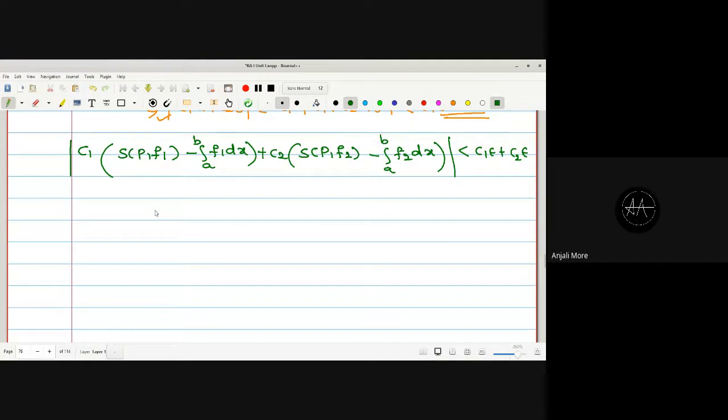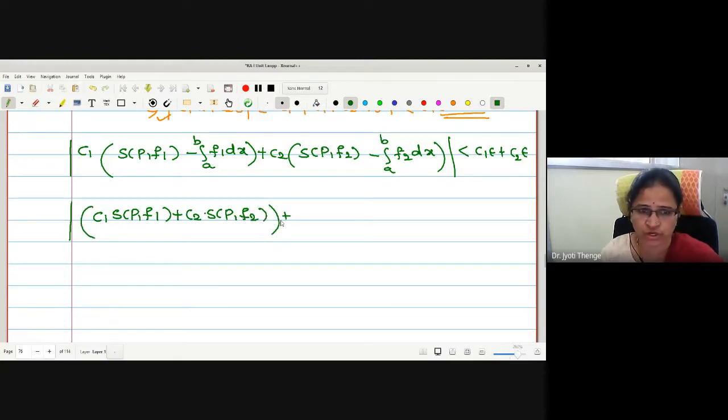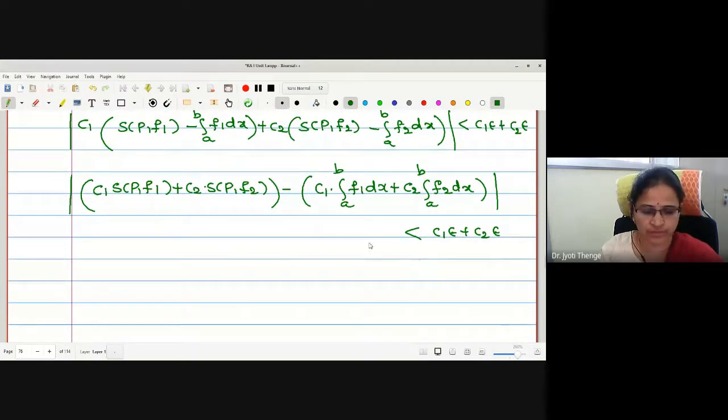Now what will I do? I collect the sums together and the integrations together. C1 S(P, f1) added with C2 S(P, f2), let me put this in one bracket. Now let me take the integrations together, with a negative sign. Therefore, this is C1 integration a to b f1 dx added with C2 integration a to b f2 dx, which is combinedly less than C1 epsilon plus C2 epsilon.